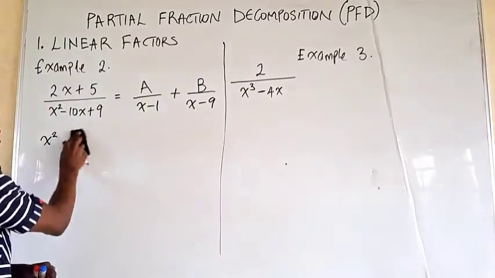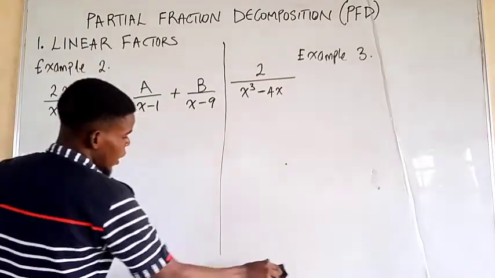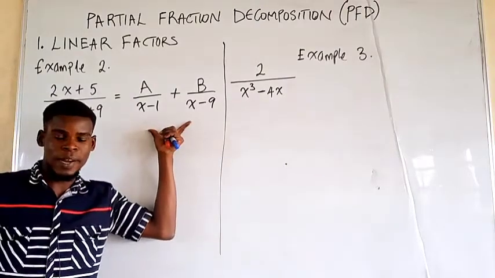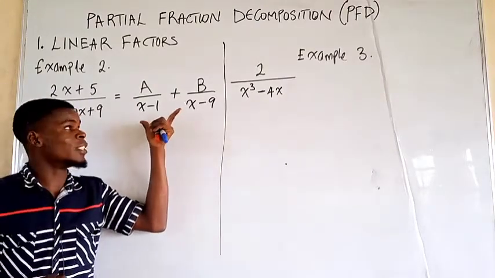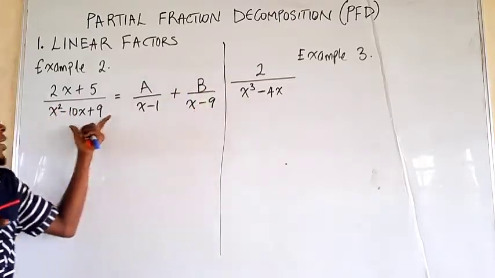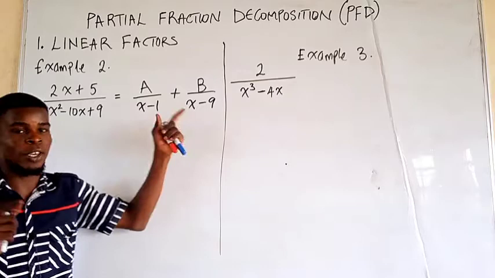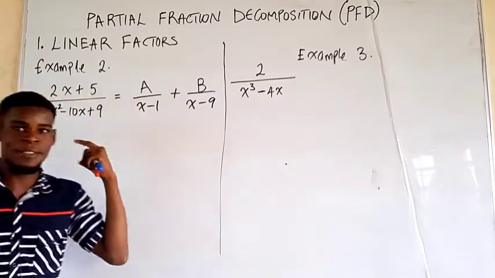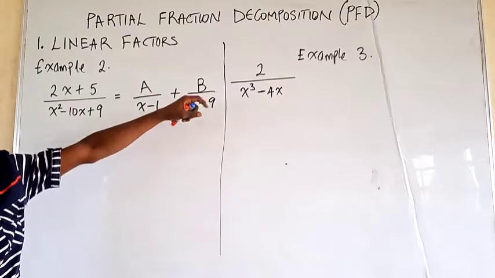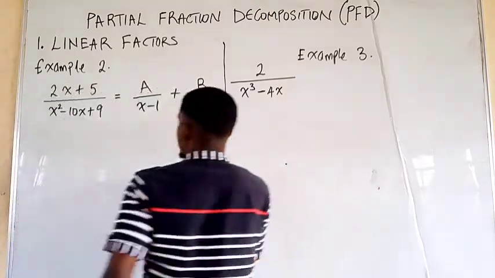So this right here is for you. Again, I would like to solve this using the cover-up method, alright? But know that the values of A and B will not be the same. Even when these have the same factors, it will not be the same because the numerators here are different. So, A and B, okay? So let's look at this.